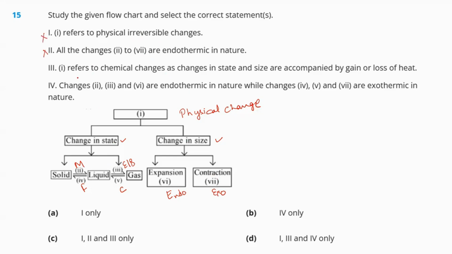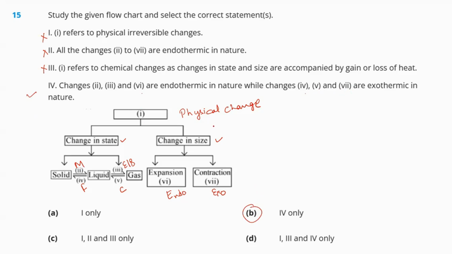No. First refers to the chemical changes as changes in state and size are accompanied by gain or loss of heat. No, these are physical changes only. 4 says changes 2, 3, and 6 are endothermic. Yes. While changes 4, 5, and 7 are exothermic in nature. Yes, this is the correct option. So my answer would be option number B here.